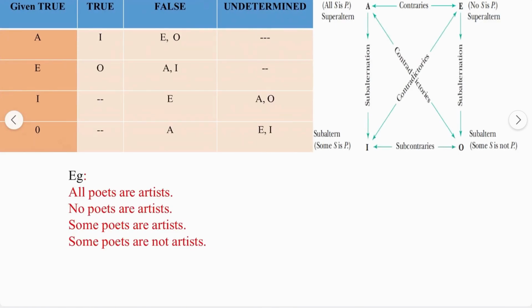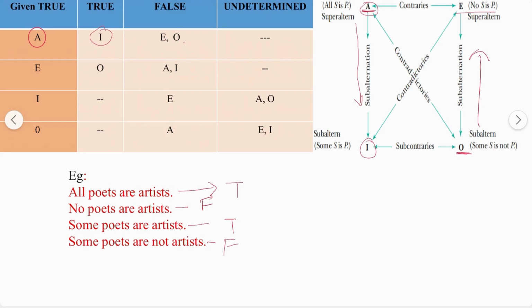Now let's see the diagram here. Given that the A proposition is true, let's say all poets are artists. This is given as true. So what would be the value of the other propositions? Truth flows downwards, meaning that the I proposition will also be true. A is true, so its contradictory, the O proposition, is false, and falsity moves upward, meaning that the E proposition will also be false.